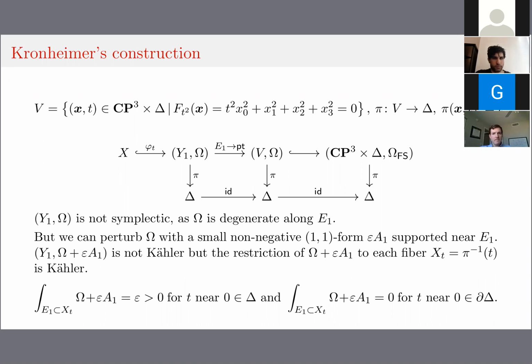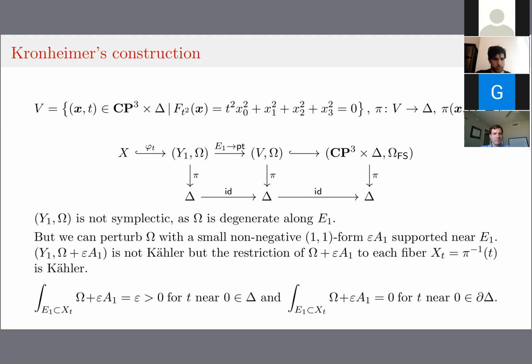And the whole V is embedded into the product of CP3 times delta, and everything commutes with the projection to delta. Now on the product of CP3 times delta, we have a global Kähler form, which restricts to each CP3 as the Fubini-Study form. Since V is embedded there, we can pull back this form to V, and we call it omega. Well, omega is not, strictly speaking, a Kähler form because V itself is a singular space, but it's Kähler everywhere except this point.